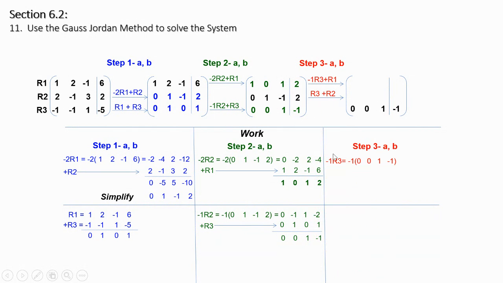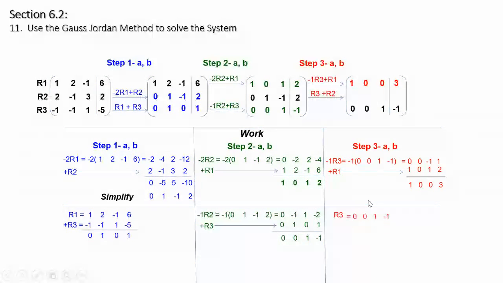And here's my work. So after I multiply -1 times row 3, it's going to give us 0, 0, -1, and 1. Then we'll just bring row 1 over, right? So after I execute the operation, it's going to give us 1, 0, 0, 3. So that's my new row 1.